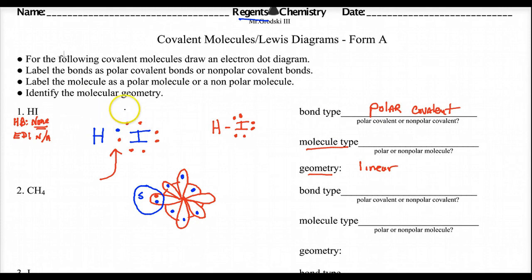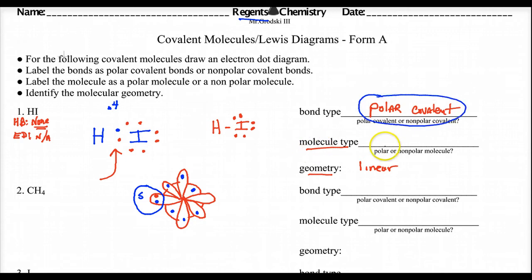In truth, for those watching this that are not part of the Regents curriculum, if you're within about 0.4 of the difference of the electronegativity, we consider it to be nonpolar. And that might be the case for HI, but in terms of the Regents curriculum, two different nonmetals, two different electronegativities, so therefore the difference is not going to be 0. So we call it polar, at least in this curriculum.